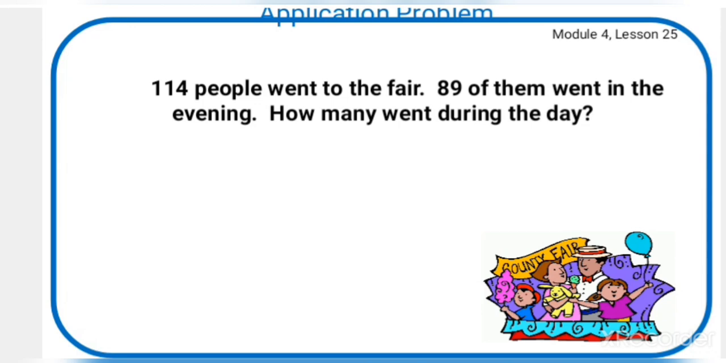Okay, good. I'm going to first of all figure out, is this an addition problem or subtraction problem? If 114 people went to the fair, 89 of them went in the evening, how many went during the day? I have the total number of people that went to the fair, and I have the part that went in the evening. Therefore, this is a subtraction problem. So simple. I have 114 minus 89. Can you quickly do that for me? I'm giving you some seconds to figure that out. 114 minus 89.